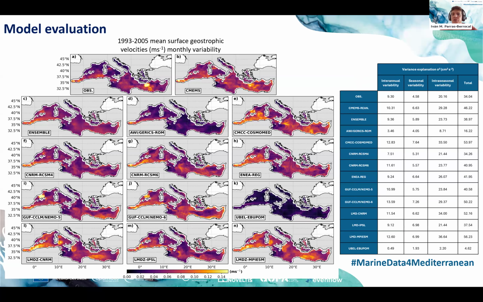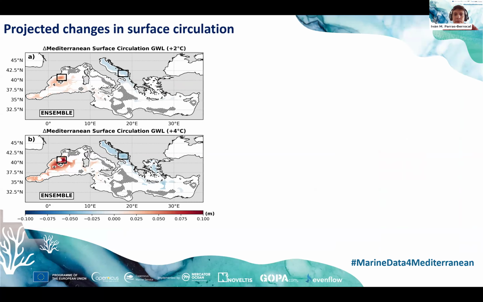Then we try to identify the main source of variability in the Mediterranean Sea. So we decompose the signal in three different frequencies: interannual variability, seasonal, and intraseasonal. From observations, we learned that the main source of variability is localized in the intraseasonal frequency, and most of the models also successfully reproduce this main source of variability.